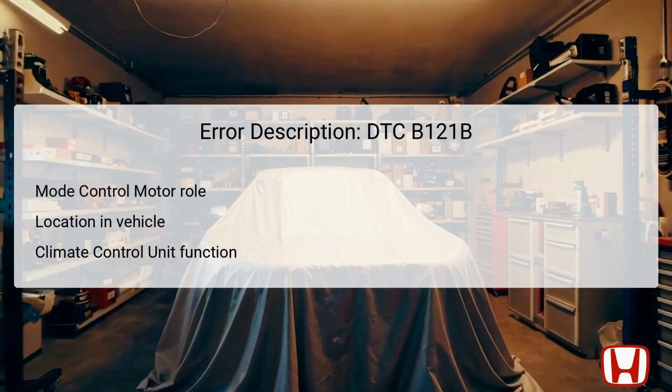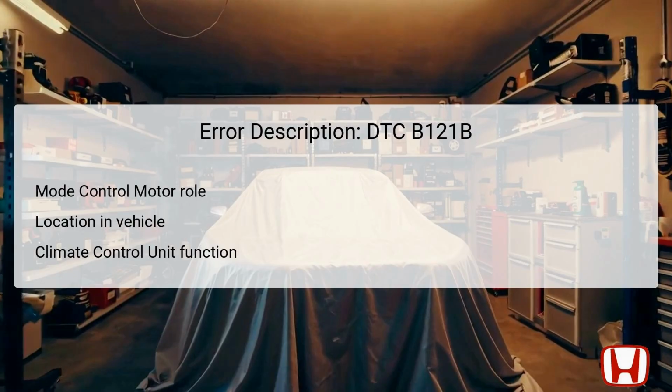The mode control motor is a key component found within the climate control system of the Honda Accord, located usually near the HVAC unit behind the dashboard. Its primary role is to regulate the distribution of airflow within the vehicle, affecting how air is directed to different vents. When the motor operates correctly, it allows for optimal temperature management inside the cabin, directly influencing passenger comfort levels.